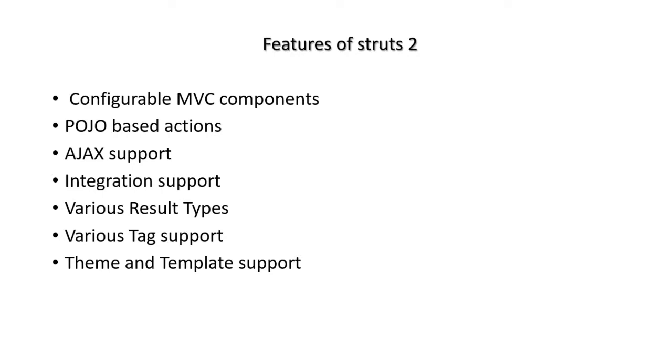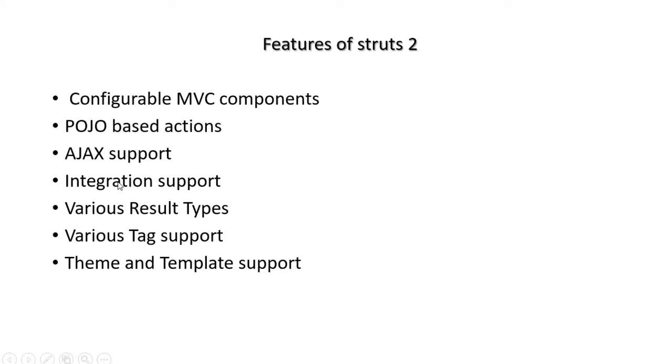Okay, again it has some different features. Configurable MVC components means what? It supports MVC2 plus its components. Then POJO-based actions means it is a simple Java class. There is no need to extend a class or implement any interface, as we did in a servlet. Okay, so it supports Ajax like PHP.